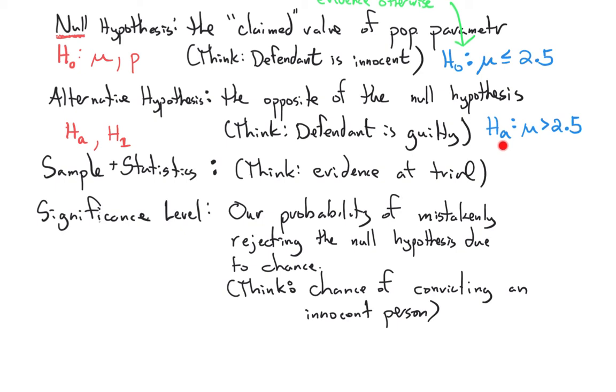And we need evidence to assume that this is true. And our evidence comes from our sample and our statistic. We're thinking of that as the evidence of our trial, and we usually convert it to either a z-score or a t-score, depending on what the sampling distribution is, and that is called the test statistic.